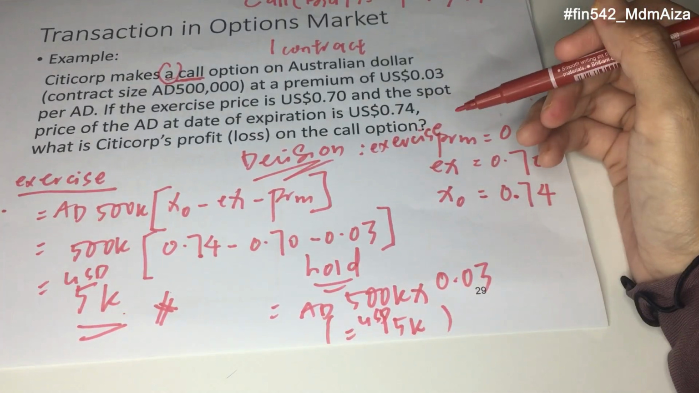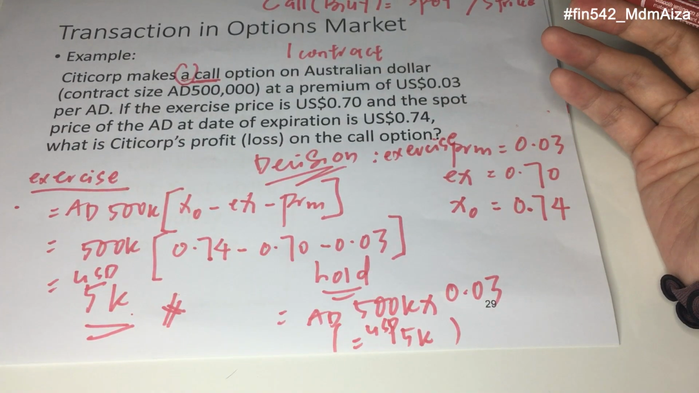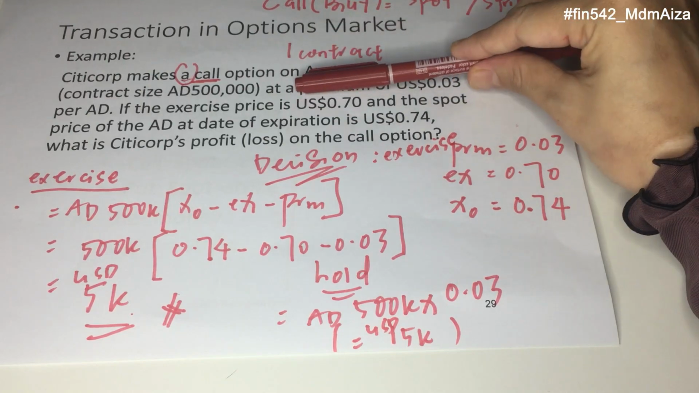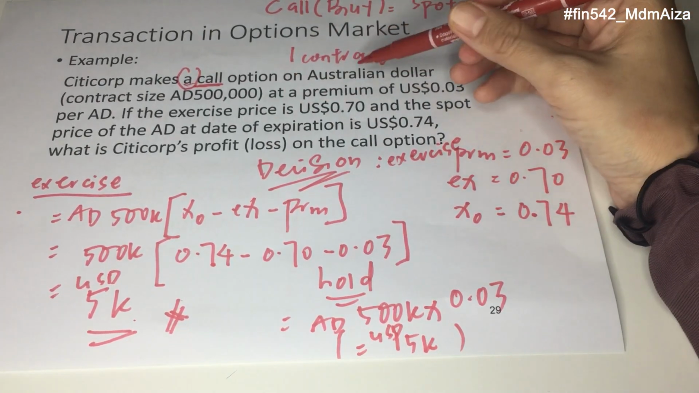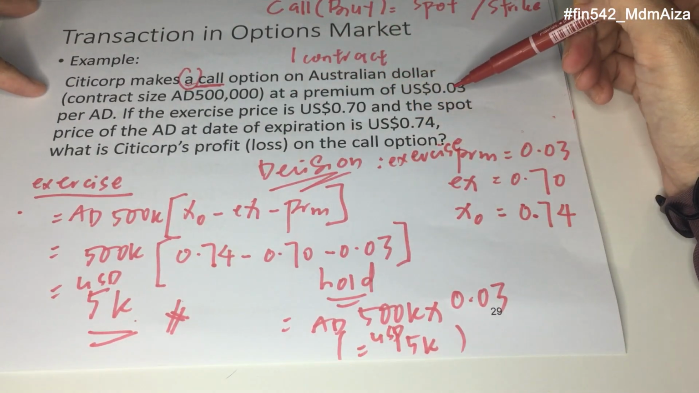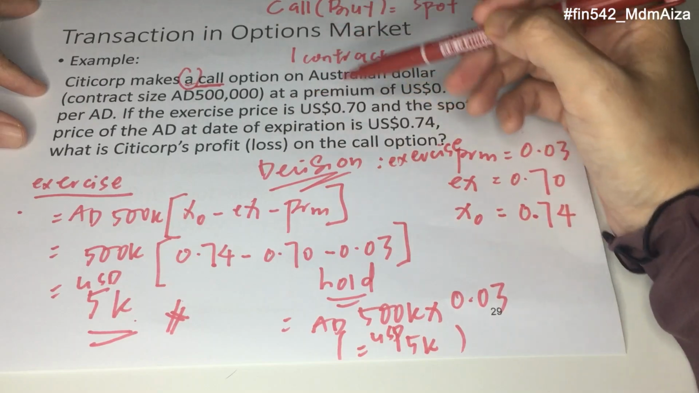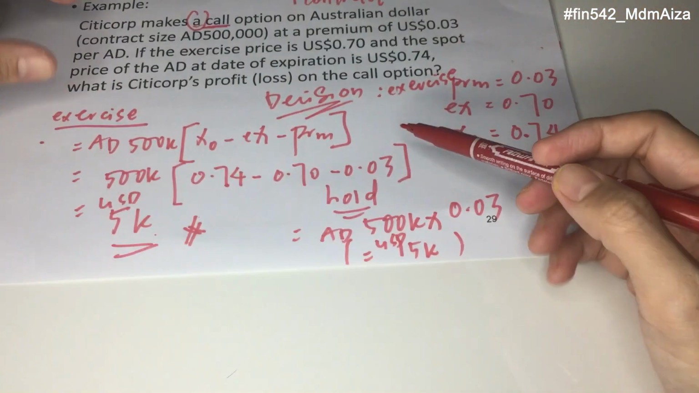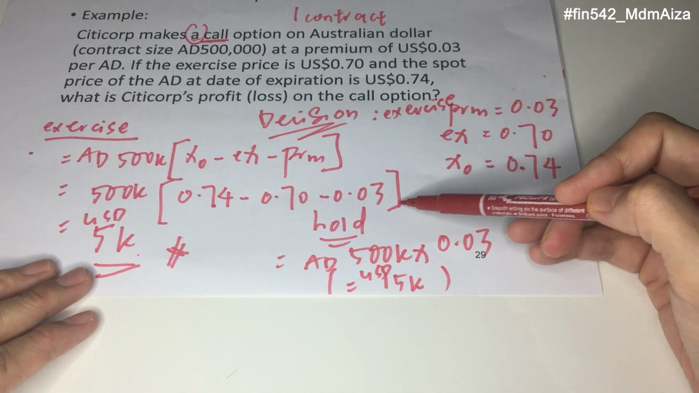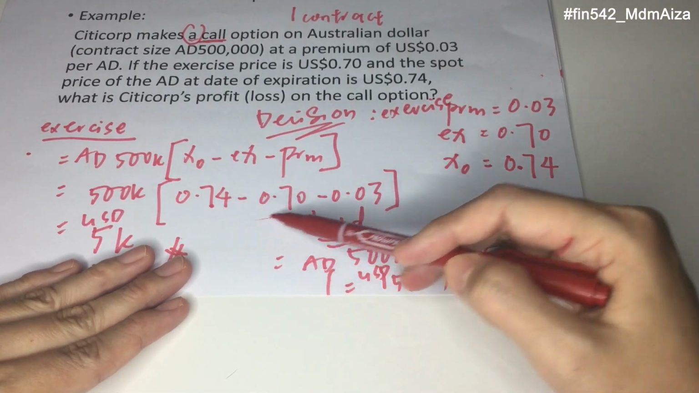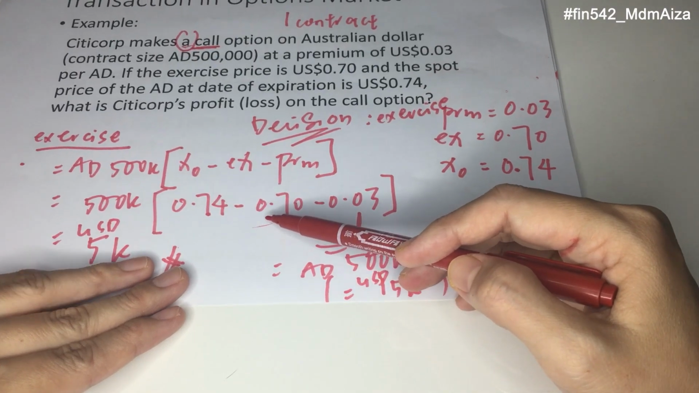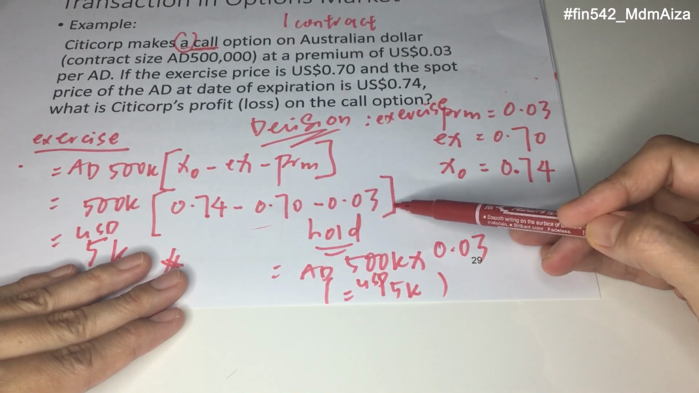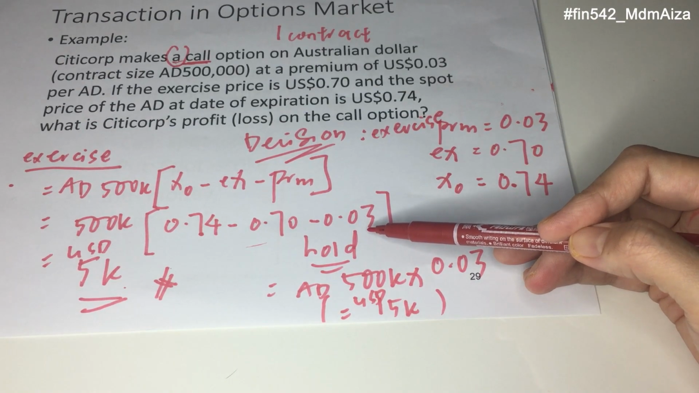Okay guys, that's a very straightforward calculation. So remember the tip: if the question does not mention which one is the premium, they just mention Australian dollar at a price of USD 0.03, and they mention the strike and the spot, how do you determine which one is the premium or cost price? You see the values are hugely different. The strike is not so different from the spot price, 74 and 70, but the premium is much lower, 0.03. So that triggers you that it is the premium.